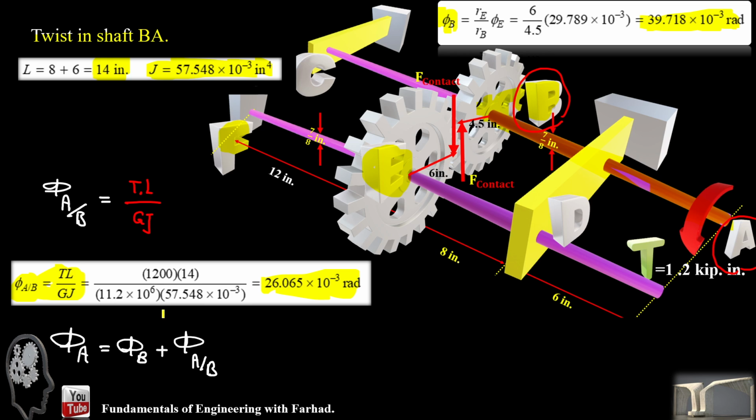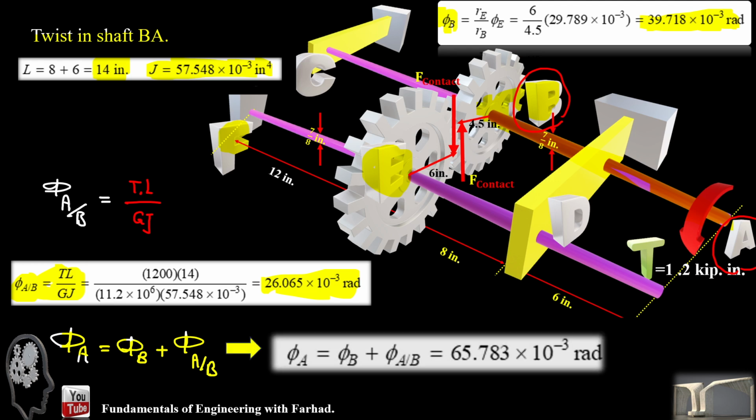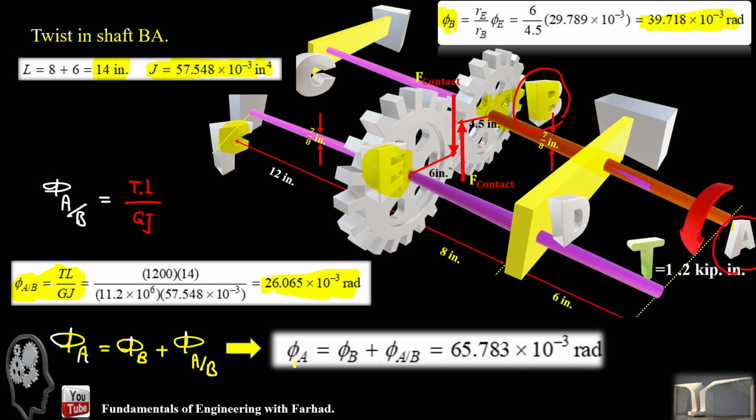Then phi A is nothing but phi B plus phi A with respect to B. If you jot down the equation, phi A is equal to phi B, which we already calculated, plus phi AB, which is here. If you add them up together, it gives you 65.783 times 10 to the negative 3 radian. And that was what we were looking for.